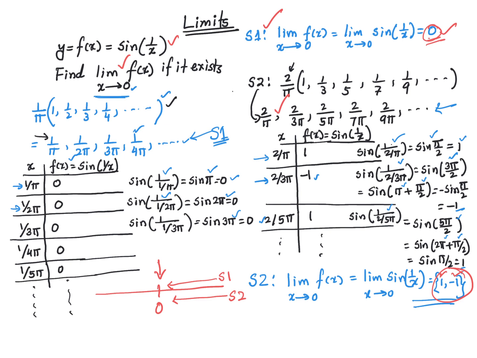If you graph it, you'll probably see something like this. Towards 0, it goes something like this, okay? In the neighborhood of 0, it fluctuates. So that is a visual way of verifying that the limit for this function does not exist.